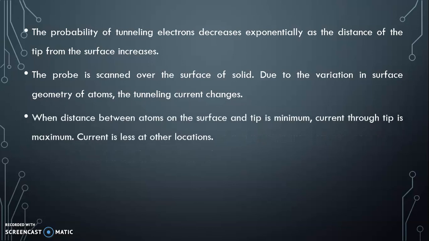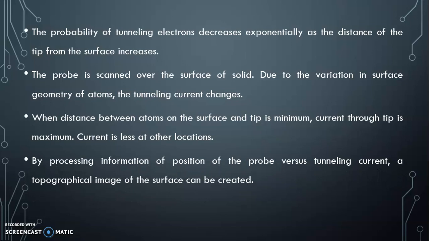When the distance between atoms on the surface and the tip is minimum, the current through the tip is maximum. I'm repeating again: when the distance between the atom on the surface and the tip is minimum, the current through the tip is maximum. Current is less at other locations. It means when the gap is less, that time the current is maximum, and the current is smaller for other locations.